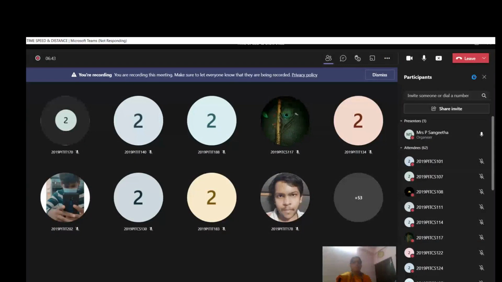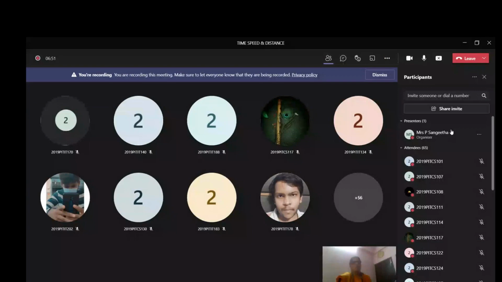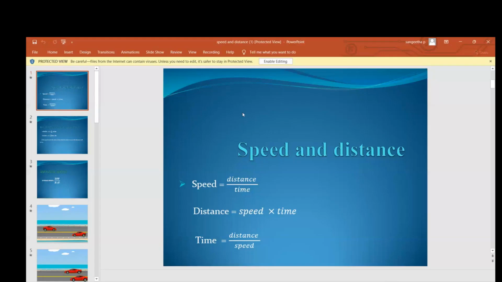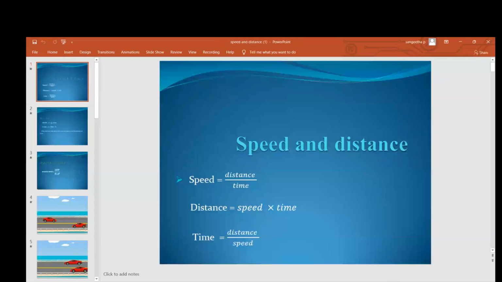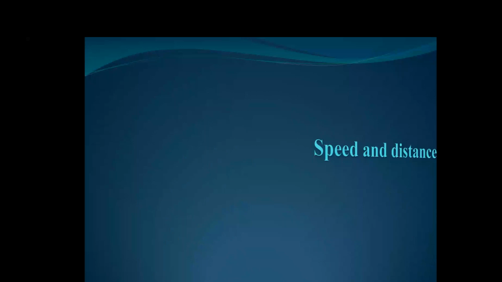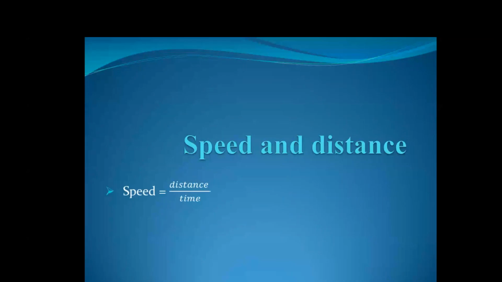Okay, then let's move on to the topic. Today's topic is speed and distance. The basic formula is very simple, but solving the problem is a little bit difficult. You have to think and answer.